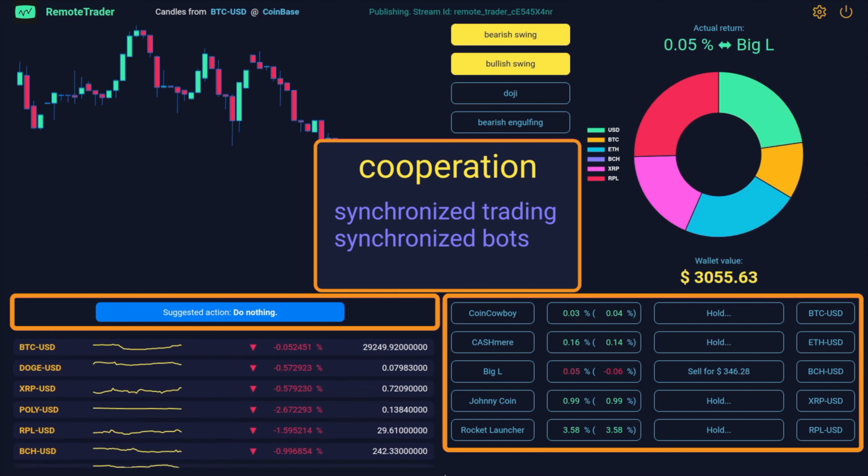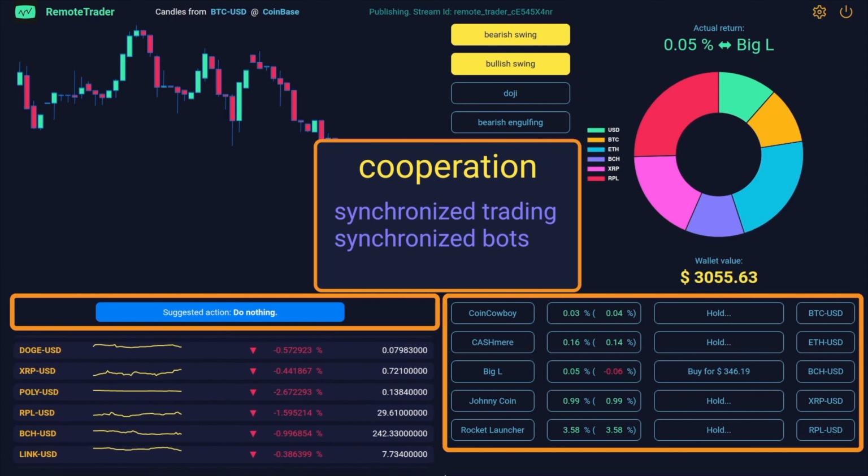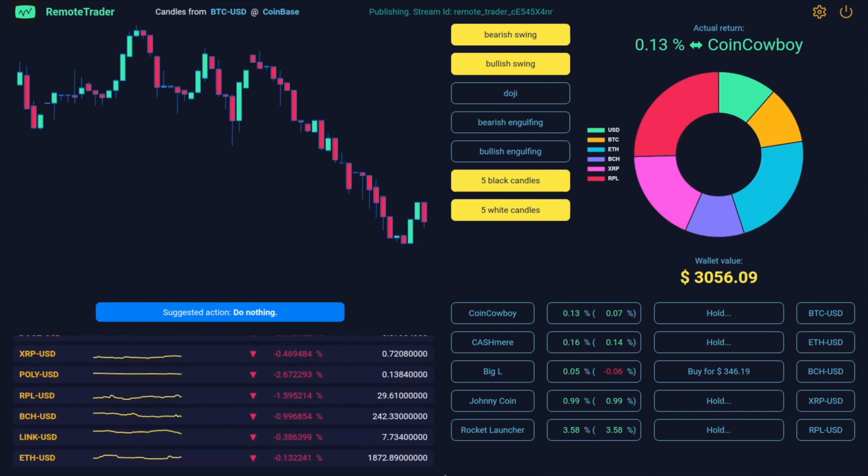Last but not least, some people try to trade simultaneously to distort the exchange rate, just like happened earlier in some Reddit channels. This is Remote Trader.